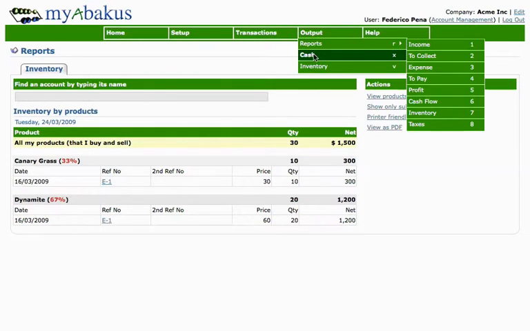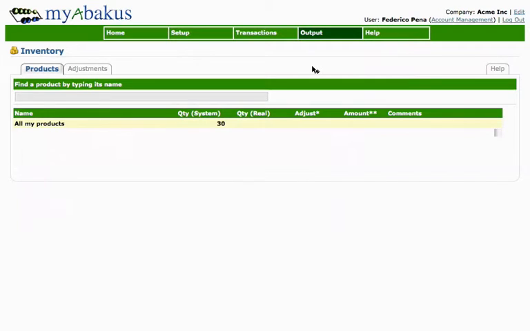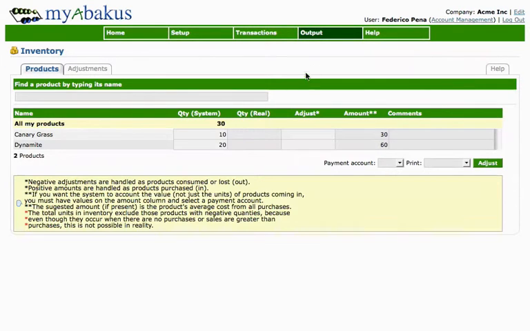Now that we know how my abacus controls the inventory, let's take a quick look at what other tools we have at our disposal. We go back to Inventory. And suppose I did a physical count of dynamite to discover I have only 18 units. I enter that value in the Quantity Real column, and the Adjust column shows that to synchronize the quantity in the system with the real one, I must make a -2 adjustment. In other words, write off, or remove 2 units. Let's say the reason was internal consumption, so we enter that as a comment.